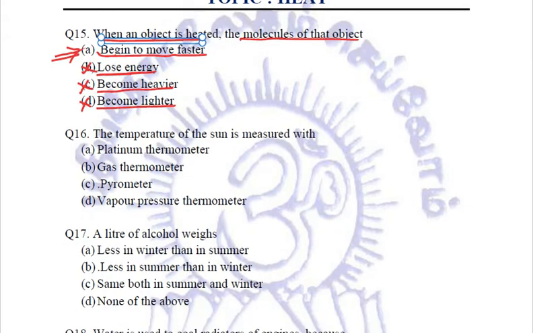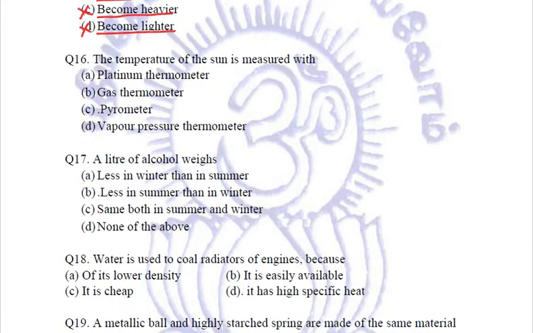Next question is quite important, and we have not discussed it while we had our teaching class. So if you find it worth, you may note it down. The temperature of the sun is measured with, is it a platinum thermometer, or a gas thermometer, or a pyrometer, or vapor pressure thermometer? So it is the pyrometer. This is the meter with which we actually measure the temperature of the sun. C, pyrometer is used to measure the temperature of the sun. This is the right answer.